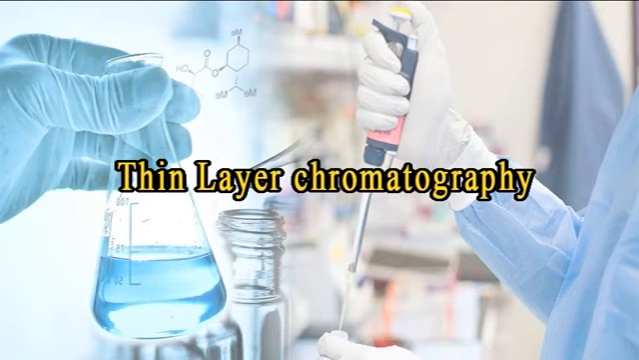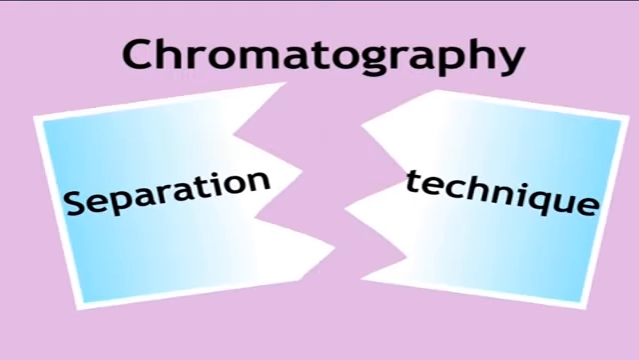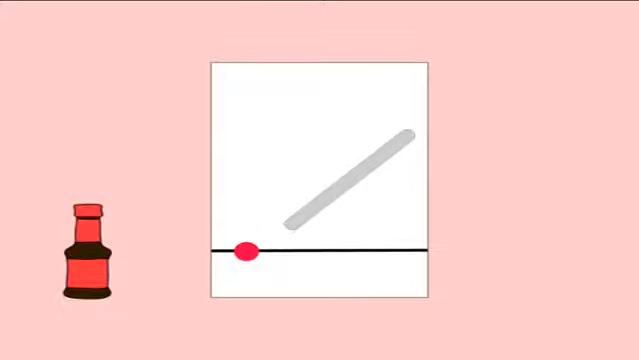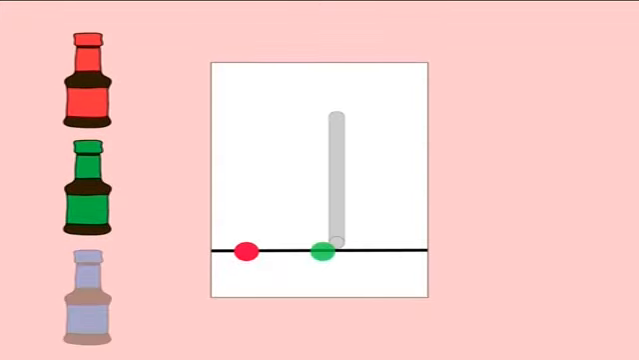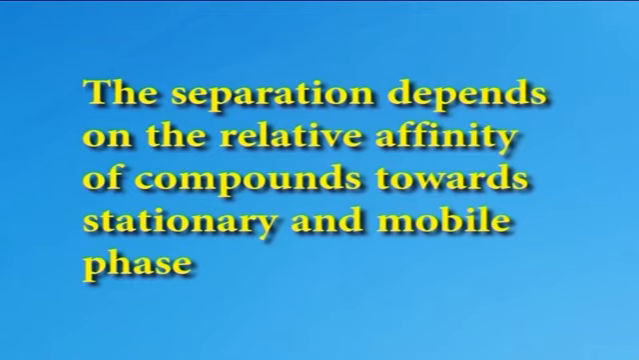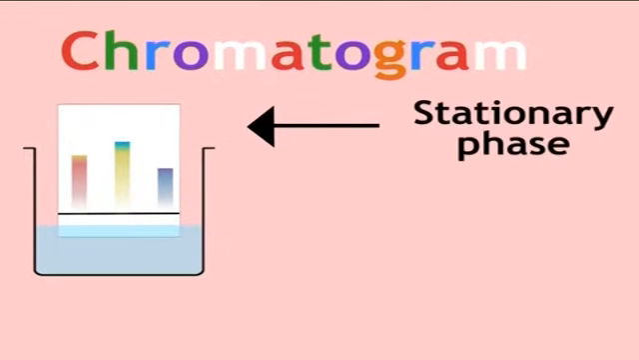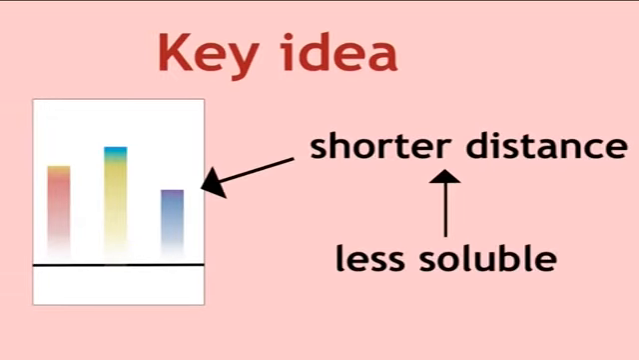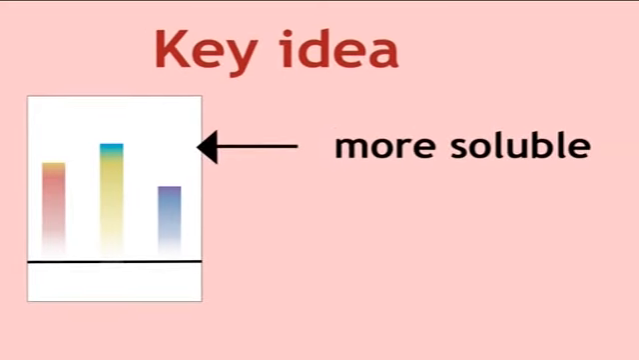Thin layer chromatography TLC is a chromatographic technique used to separate the components of a mixture using a thin stationary phase supported by an inert backing. The separation depends on the relative affinity of compounds towards stationary and mobile phase. The compounds under the influence of mobile phase travel over the surface of stationary phase. During this movement, the compounds with higher affinity to stationary phase travel slowly, while the others travel faster. Thus, separation of components in the mixture is achieved.